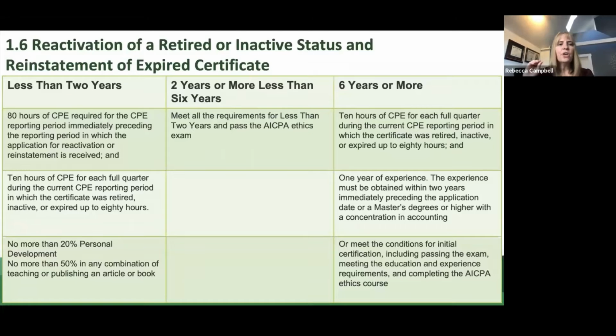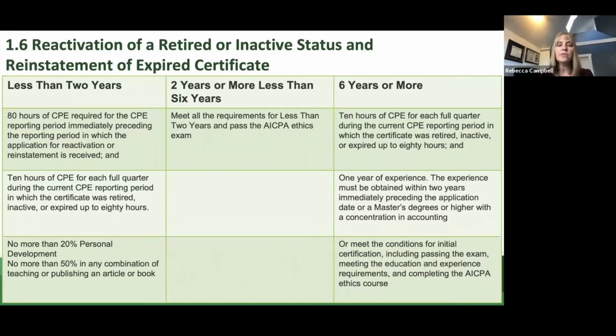All right, so if you're inactive, and you want to reactivate your retired or inactive status or your expired status, this is what you have to do. If it's less than 2 years, you have to get 80 hours of CPE for the reporting period immediately preceding the one that you are in, okay? Then you have to get 10 hours of CPE for every full quarter that you are currently in.